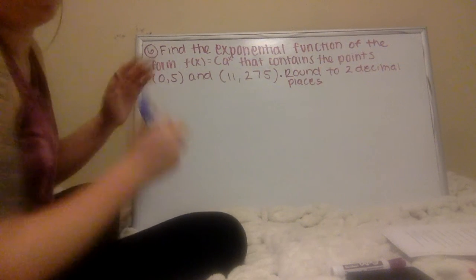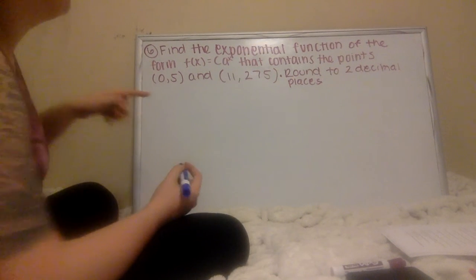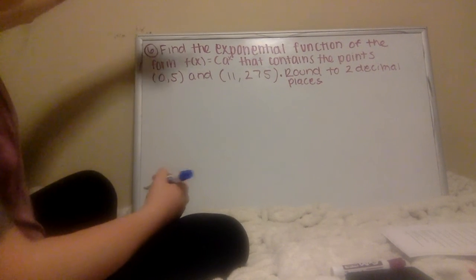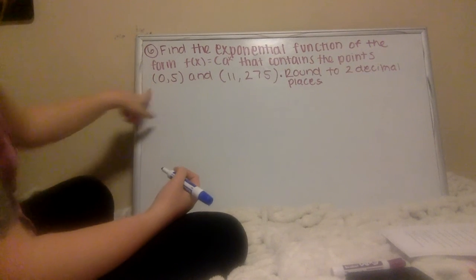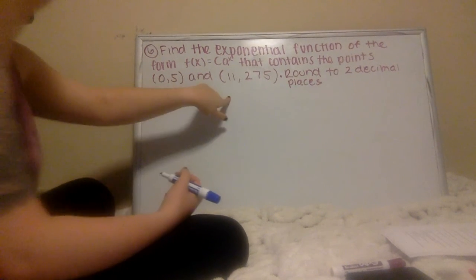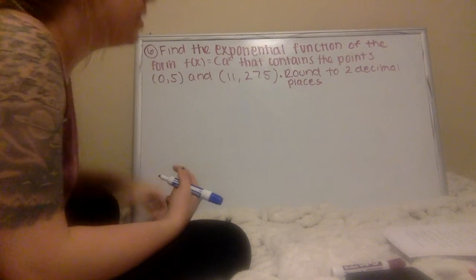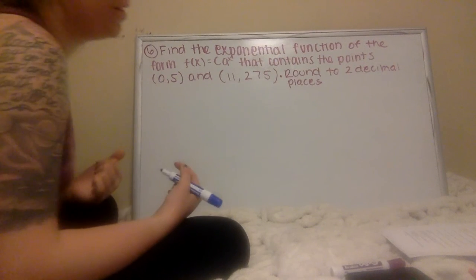Okay, so this is problem 6 from the Test 2 study guide. It's asking us to find the exponential function of the form f of x equals c a to the x that contains the points (0, 5) and (11, 275). And then it asks us to round to 2 decimal places.